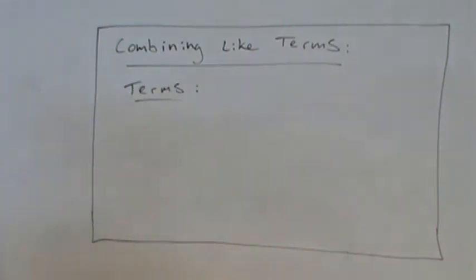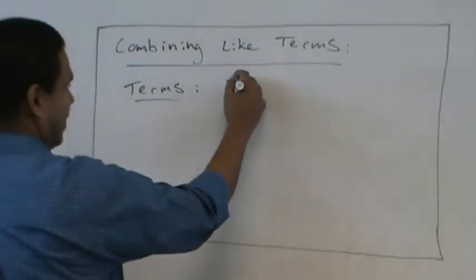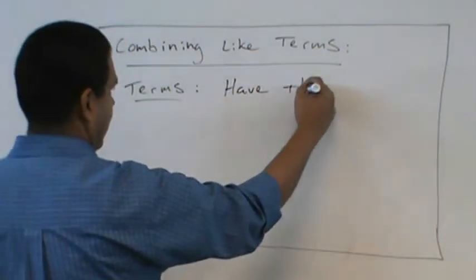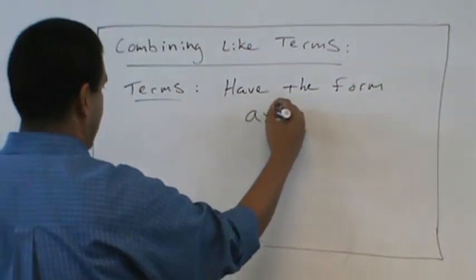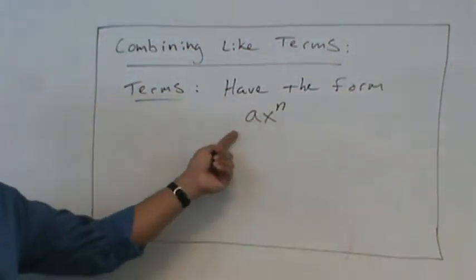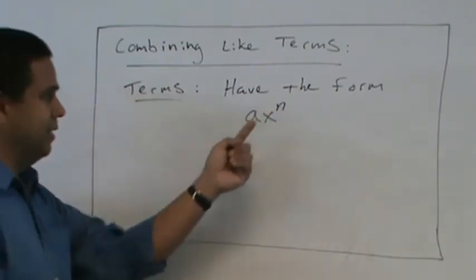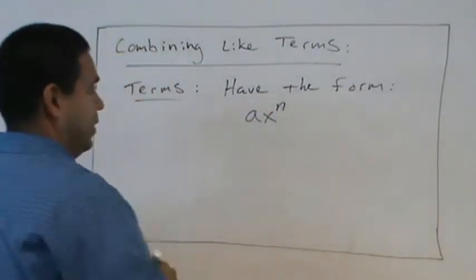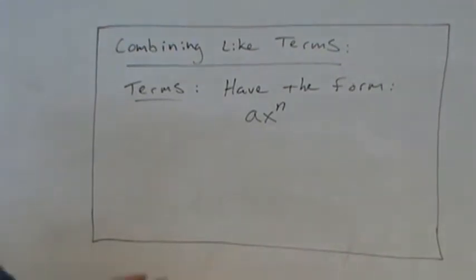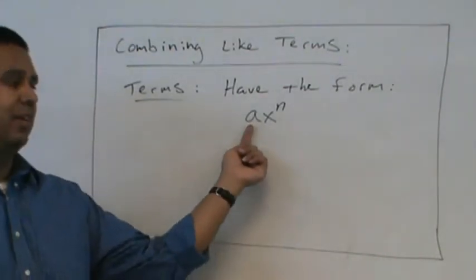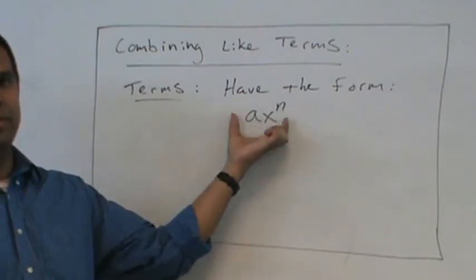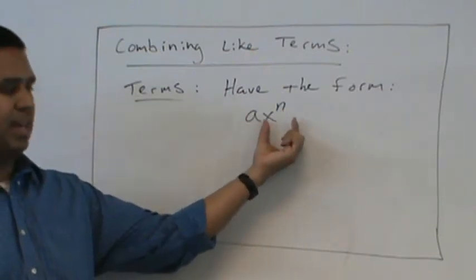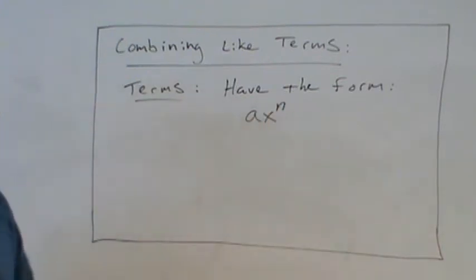You need to know in algebra, what are terms? Terms are expressions that have the form ax to the n. So we have a coefficient, a variable, and an exponent. That's one term. And sometimes we could have more than one variable.